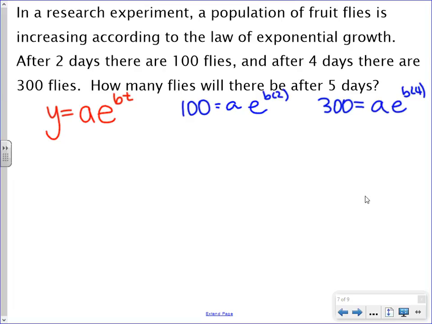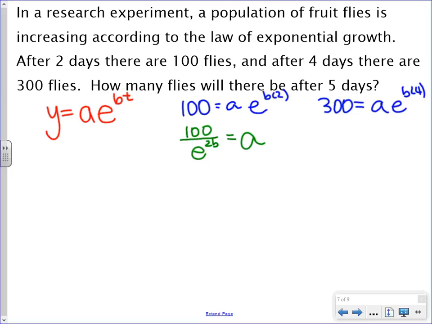Okay, so Jackson, this was your idea. Which one do you want to take and solve for A? We'll take the first one. Okay, so we can take this one, and if we solve for A, that means we're dividing by e to the 2b. So we're taking 100 and we're dividing by e to the 2b. Right?